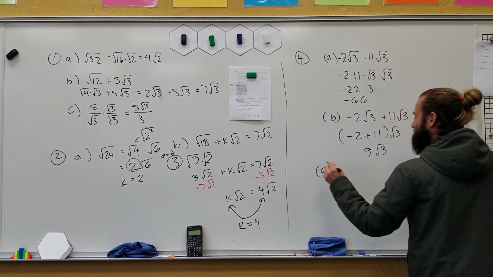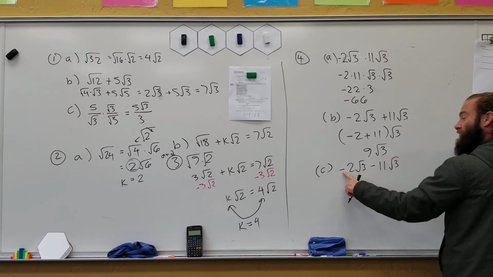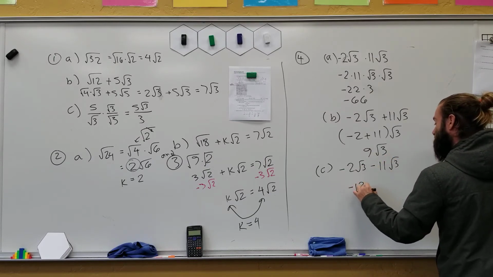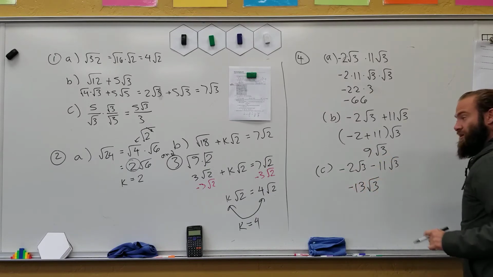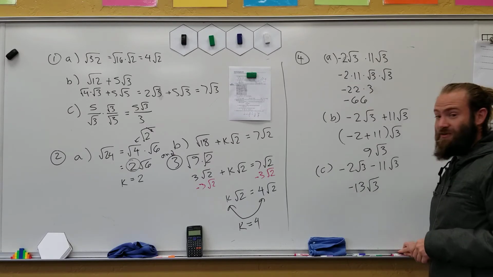And then lastly, it's the same thing. Negative 2 root 3 minus 11 root 3. Don't forget the negatives. And when you subtract it, you get negative 13 root 3. Okay? So there's number 4. Let's go ahead and do numbers 5 and 6 and call it good.